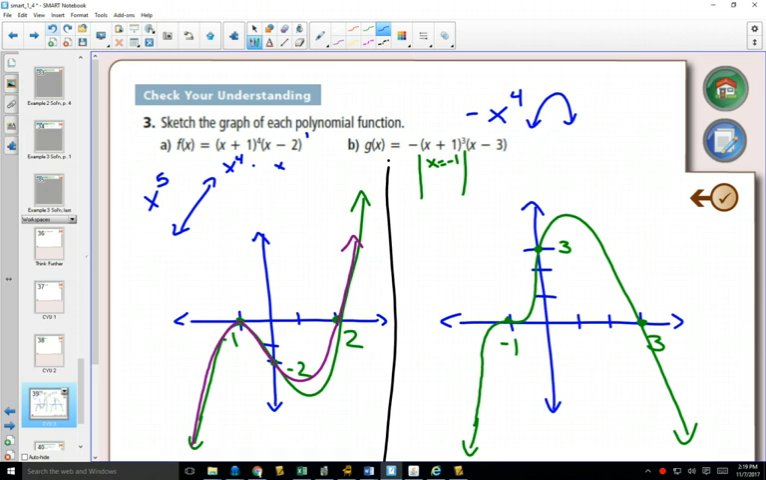So there's our final graph. So the ones to practice are 9, 10, 11, and 12.